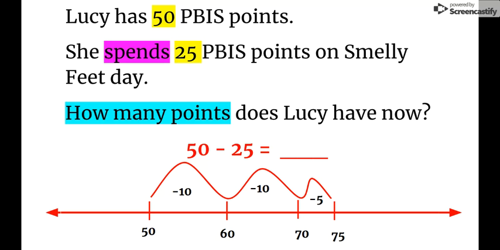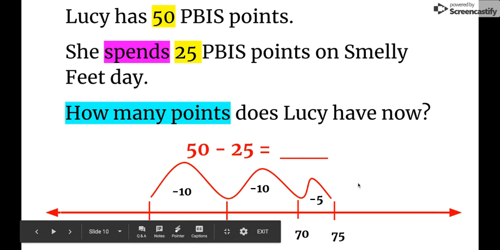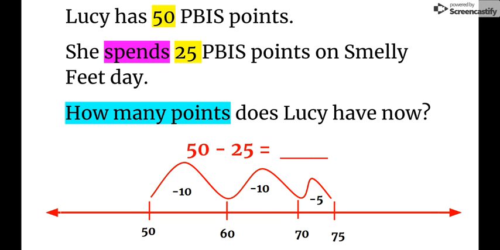Oh, I forgot to change this number line. I'm sorry about that. I copy and pasted and forgot to change it. But anyways, that would be 50 minus 25 on the number line, and the answer would be 25.